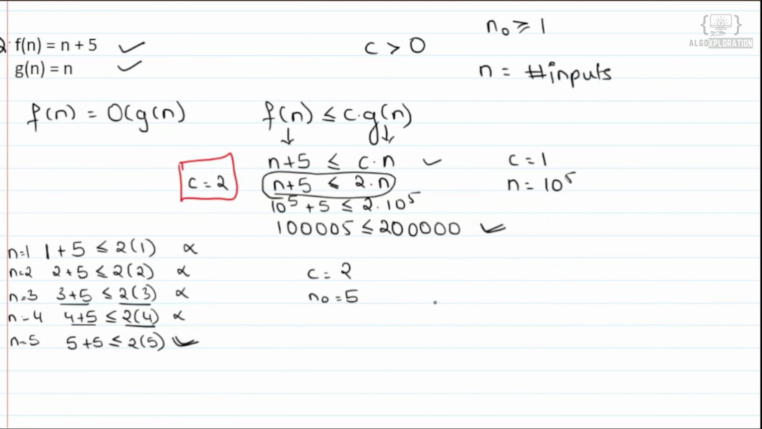So if c is 2 and if we start from n naught as 5, then f of n is a member of g of n. So we can say f of n is equal to order of g of n. It satisfies. Now let's take another example.